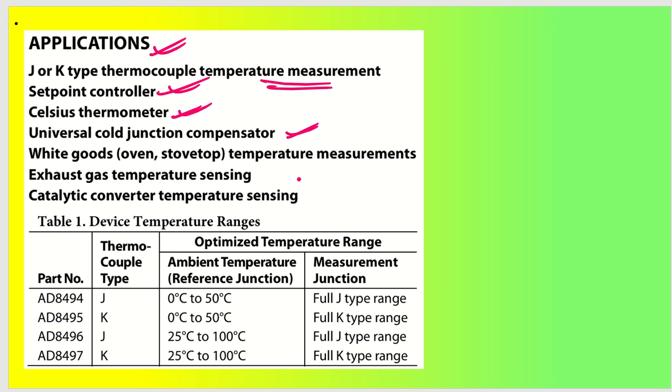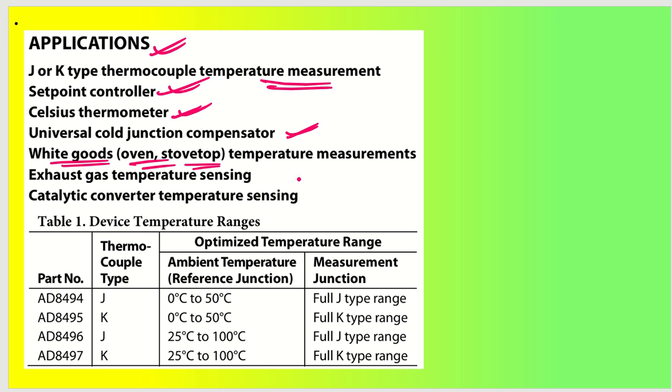Then we have white goods. White goods basically are what? These days we have ovens, like microwave ovens, a stove top, and all these things. So how do you understand the temperature value so that you can adjust your knobs or something like that? So this is a very good application for this kind of IC.